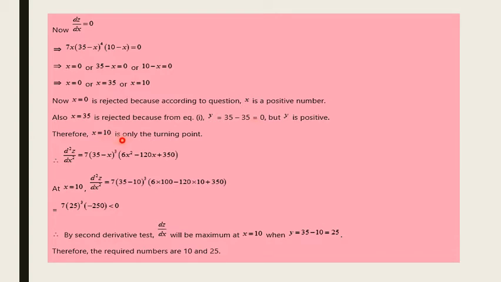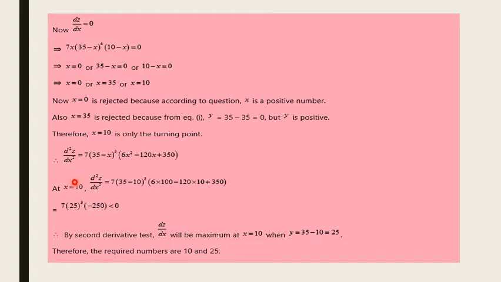Now let's apply the second derivative test. Actually the second derivative test is easy. Now d2z by dx square. See, we know dz by dx. From dz by dx, the second derivative is 7 into (35 minus x) whole cube into (6x square minus 120x plus 35).